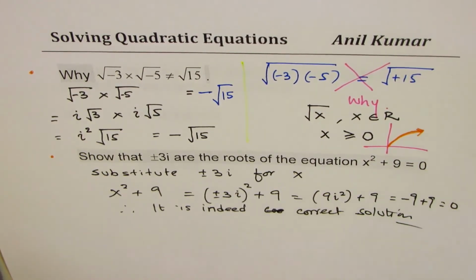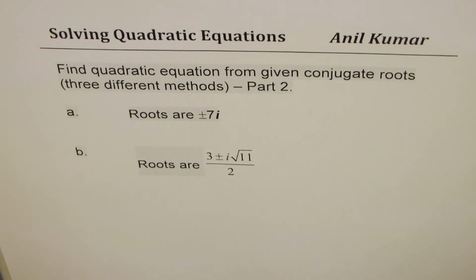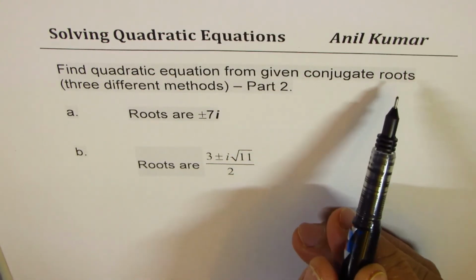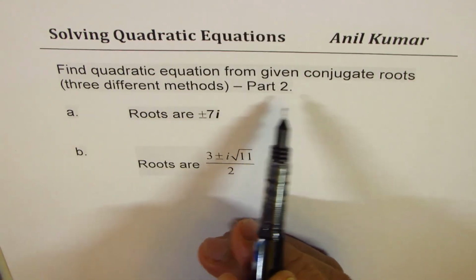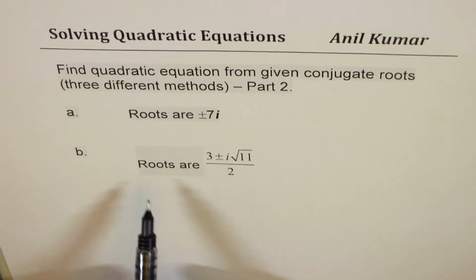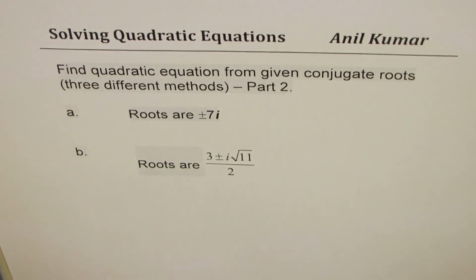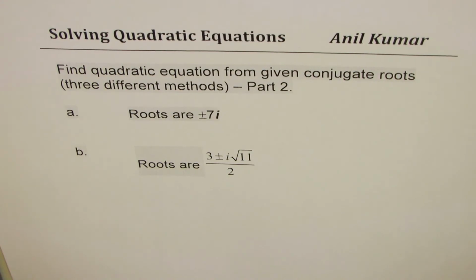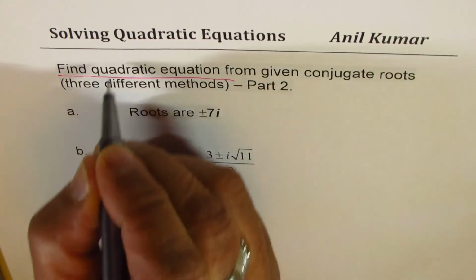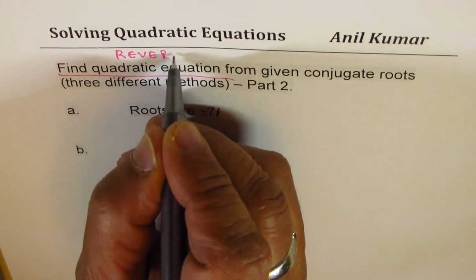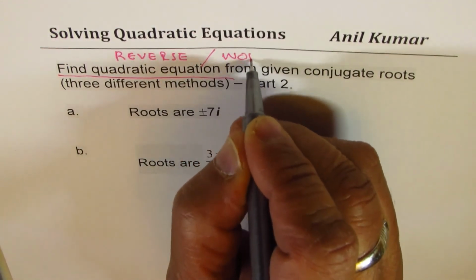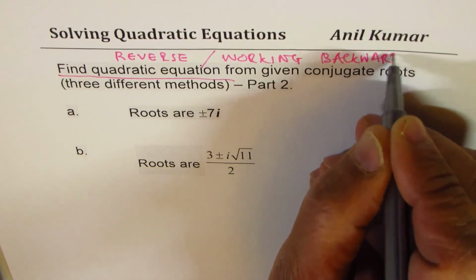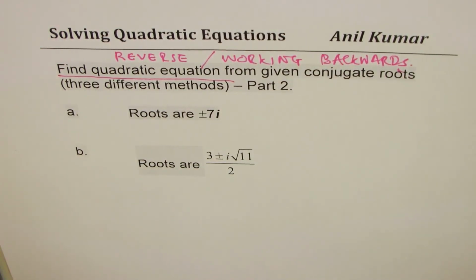Perfect. So I think now we have one more question to go. Last question for us, which is another test question. Find quadratic equation from given conjugate roots. 3 different methods, part 2. I have another video where I'm discussing 3 different methods to solve the same question. Well, here we'll do the shortest method. Roots are plus minus 7i. We need to find the quadratic equation. So it's very different, reverse, right? We are doing the reverse thing, working backwards. Does it make sense? We're given the roots, find the equation. That is what it means.